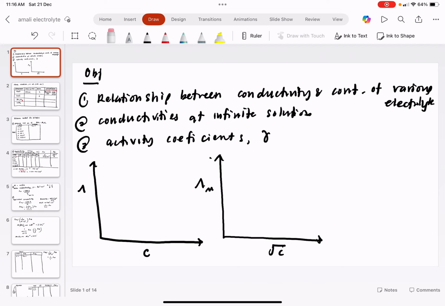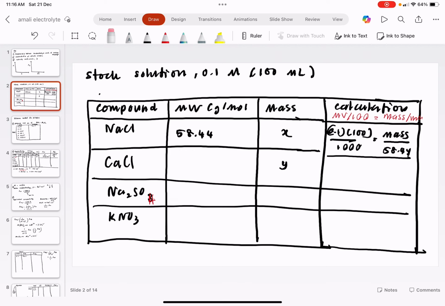Okay, let's begin first with the result. So what you need to have in your result first is a table showing the calculations on how you get the mass for each of the compounds. Since you have 4 different electrolytes, the table shows the mass required to prepare 0.1 molar stock solution for all 4 electrolytes.